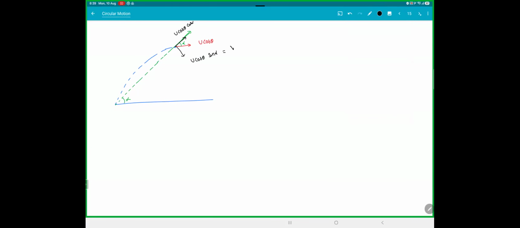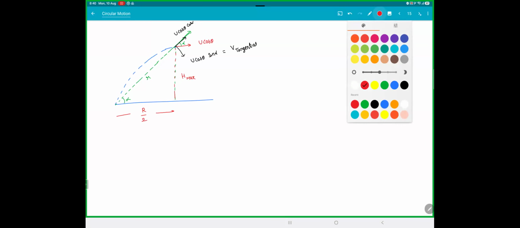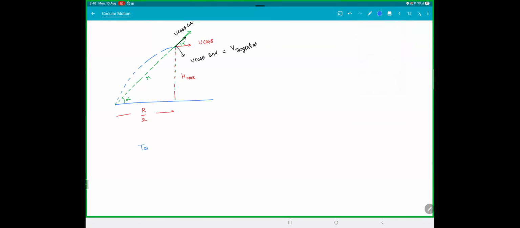If you remember from last time, this is your v tangential. This is the component responsible for your angular velocity. Let this distance be small r, which can be found from here. This will be h max, and this will be the range R by 2. So tan alpha is h max over R by 2, that is 2h by R. And small r is root over h squared plus R squared by 4.